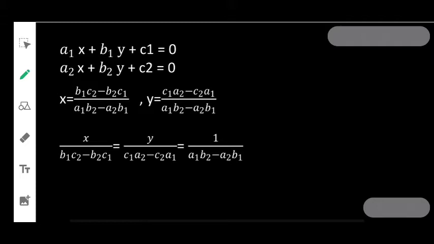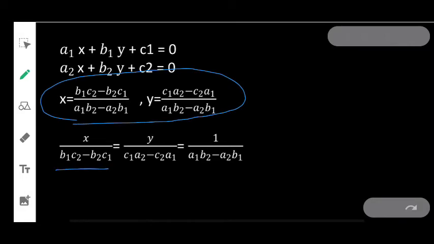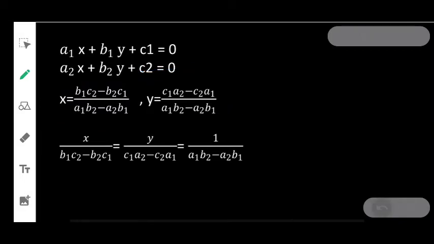So here the formula for the value of x is b1 c2 minus b2 c1 by a1 b2 minus a2 b1, and the formula for the value of y is c1 a2 minus c2 a1 by a1 b2 minus a2 b1. This can be written as x by b1 c2 minus b2 c1 equals y by c1 a2 minus c2 a1 equals 1 by a1 b2 minus a2 b1. So how can you remember this formula?